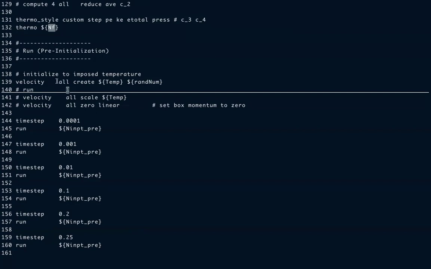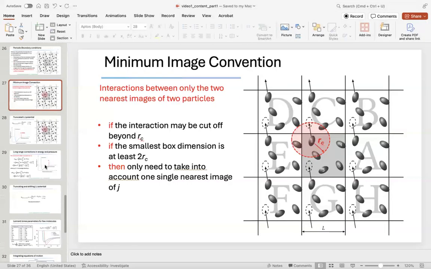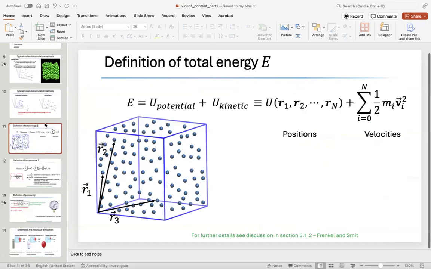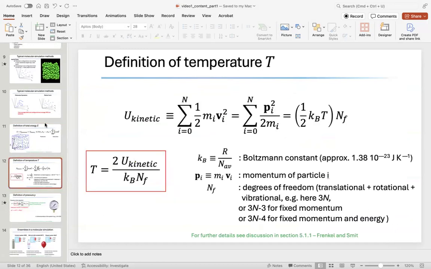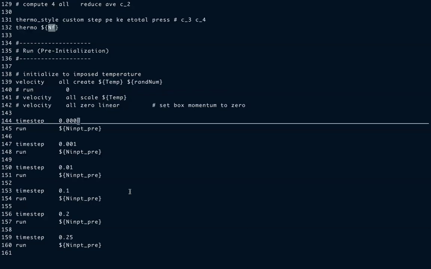So here I say velocity all create temperature. What it does is it's going to assign velocities to these molecules such that the net velocity or the net temperature that you get aligns with the temperature. The way to convert the kinetic energy to temperature was already discussed, where we said how the kinetic energy can be converted to temperature using this particular expression here. All right. Now we're all done.